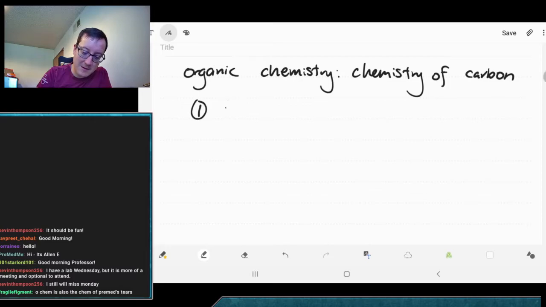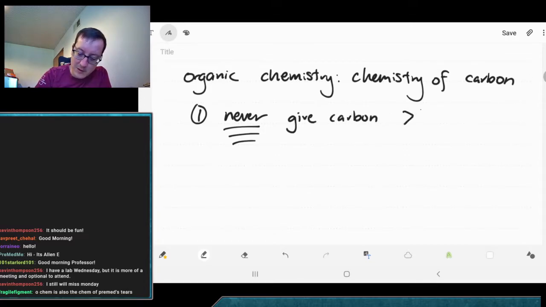Rule 1: never, ever give carbon more than 4 bonds. Actually, we can give it equal. In fact, most often it has equal. We can see in rarer situations that we'll have 3 bonds, maybe even 2, not very likely, but 4 bonds is ideal. We can never, ever go above 4.